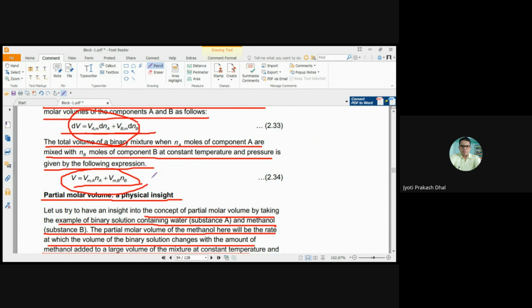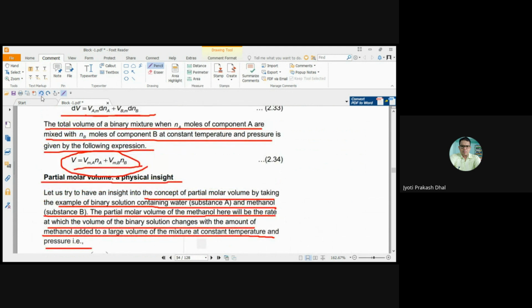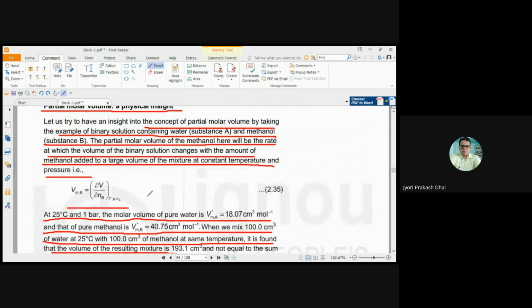So that will become V equals VMA Na plus VMB Nb. So this is about partial molar volume. The partial molar volume term for B can be written as VMB equals del V by del NB at constant temperature, constant pressure and constant number of moles.